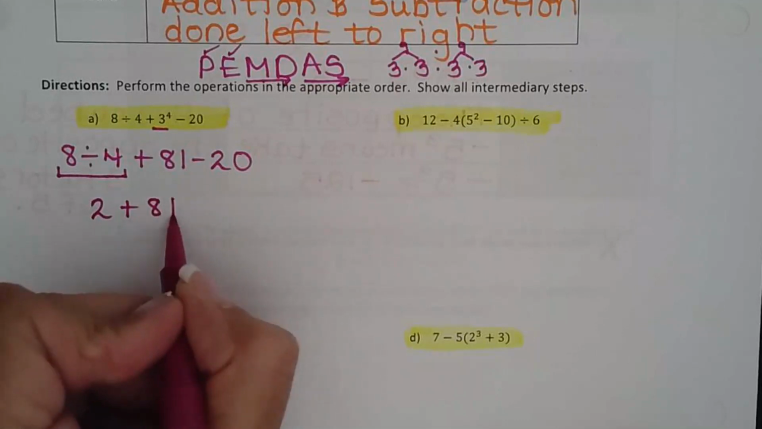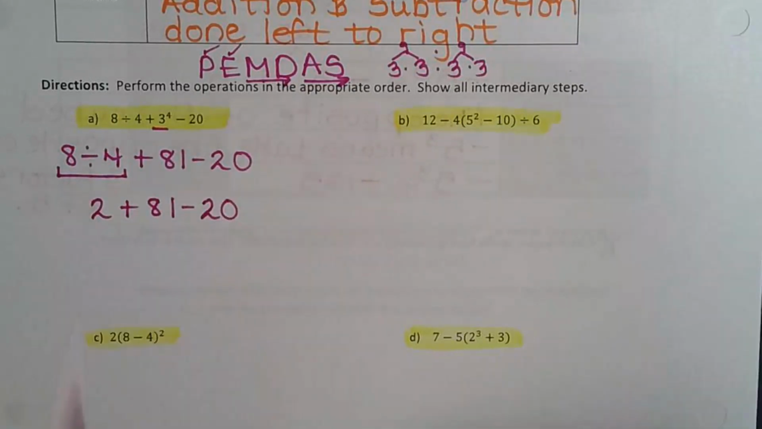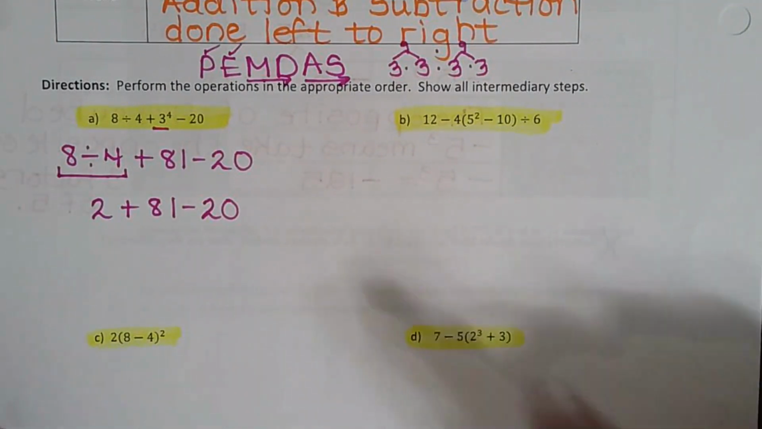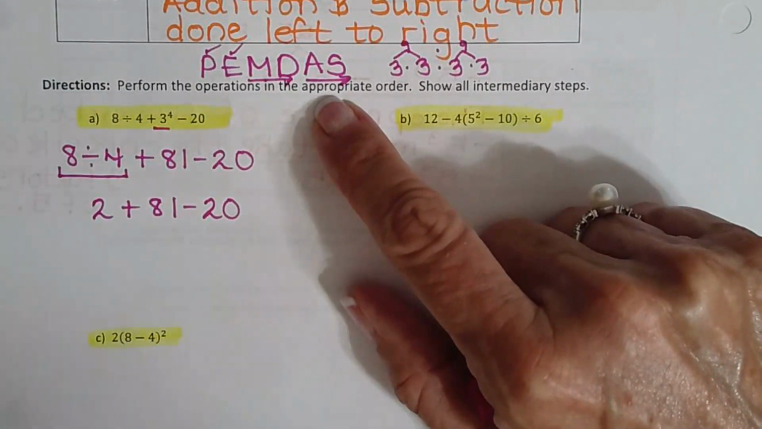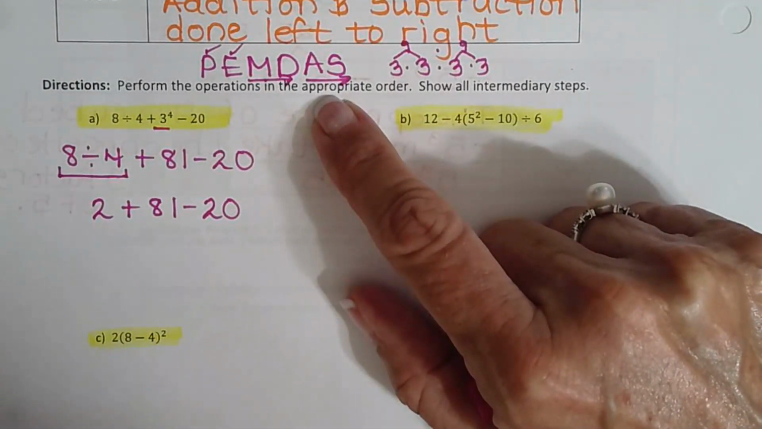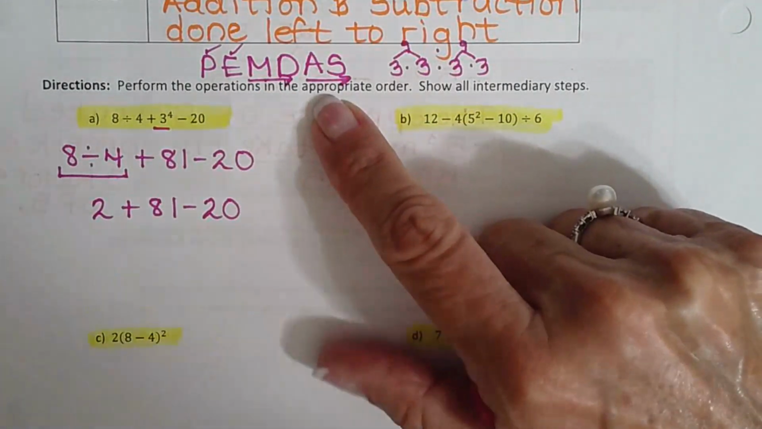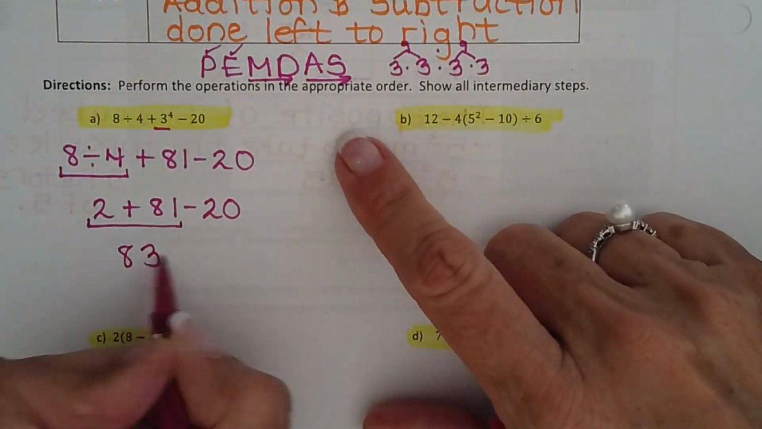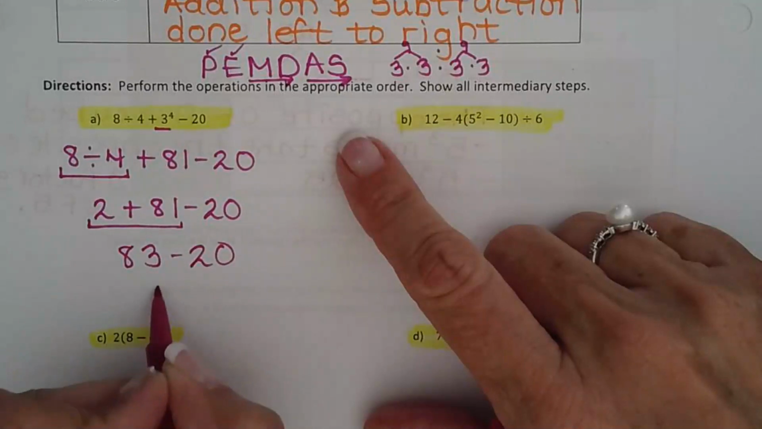And then I've seen so many students get this far in the problem and then they go out of order and try to do it. No, addition and subtraction has to be done left to right as well. So don't mess it up on the last step. So we stay going left to right. This turns into 83 minus 20, which is 63.